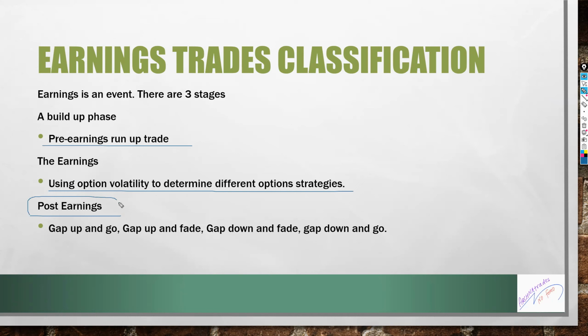Now, after the earnings happens, there are three different ways it can work, right? You have a gap up and go, okay? You have a gap up and fade. You have a gap down and fade. You have a gap down and go. So these four different ways the stock can react, okay, after earnings.